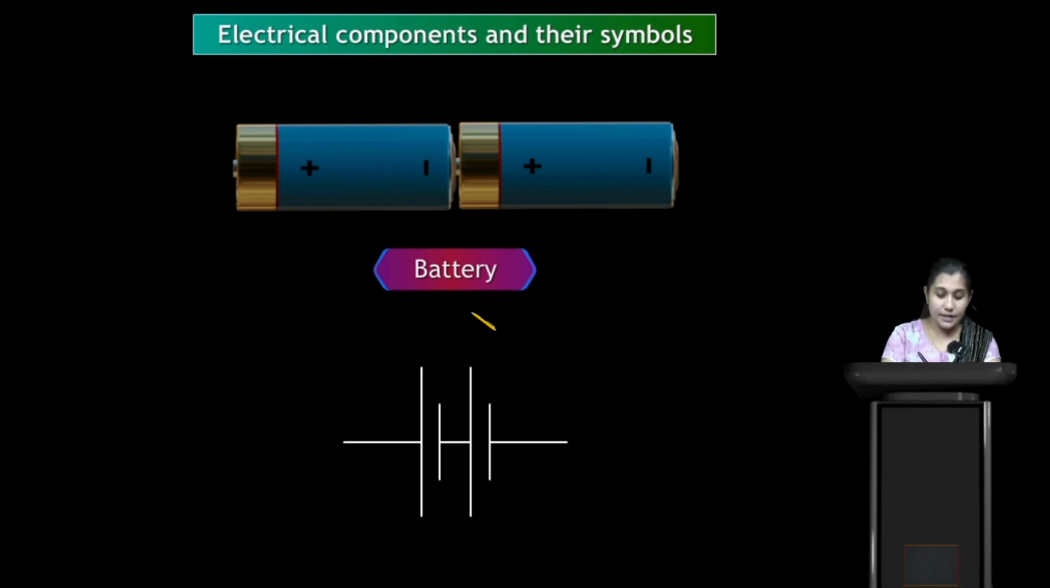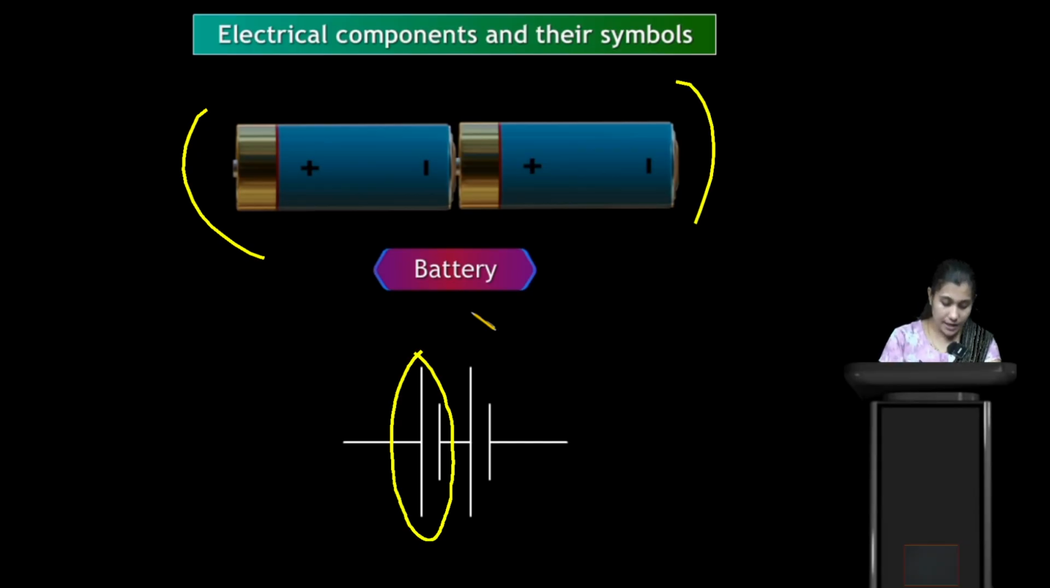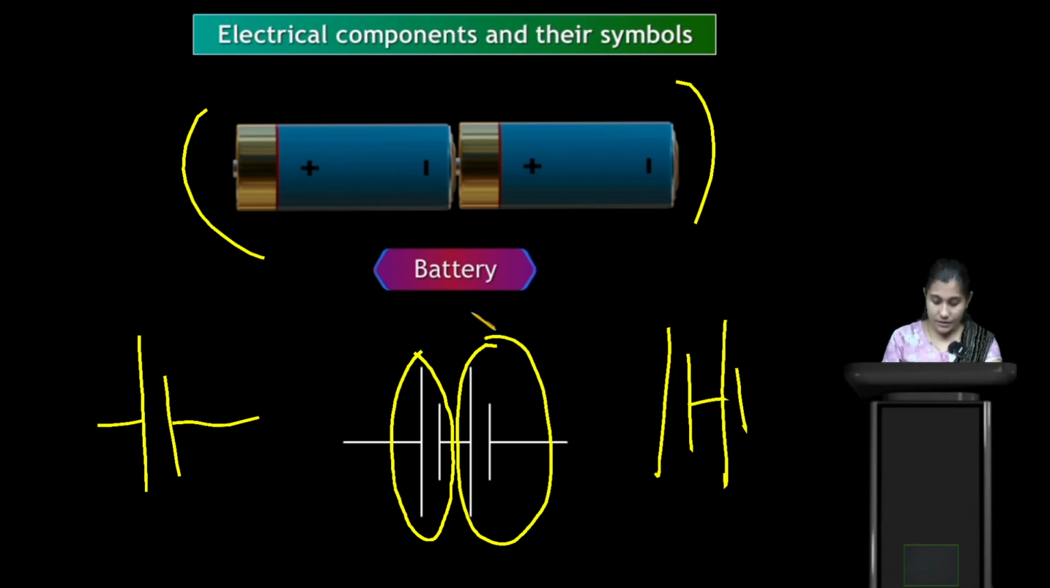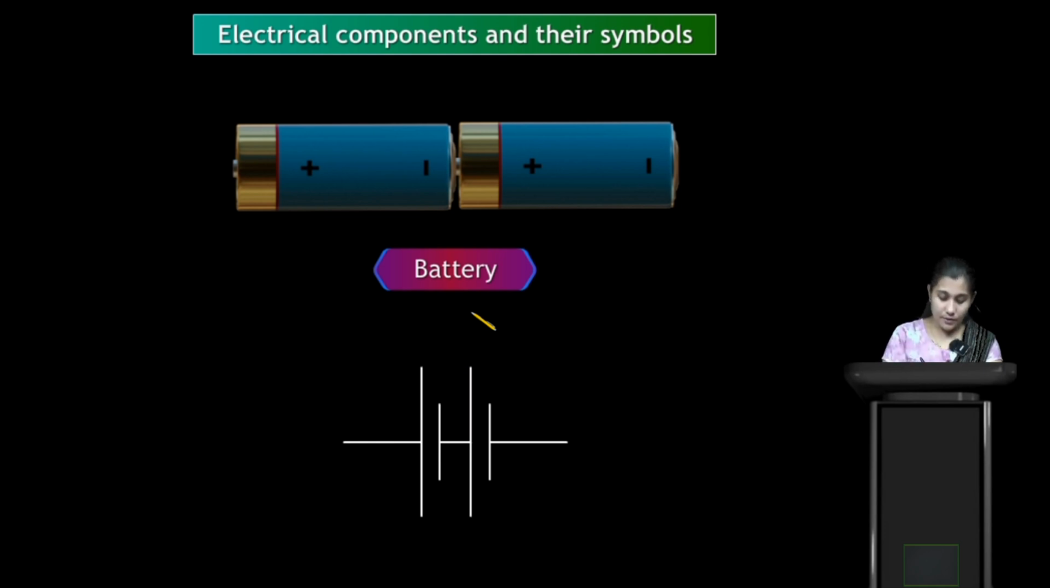See, here we can see two electric cells, isn't it? Here is one electric cell and this one is the other electric cell. A single electric cell we denote like this, and here is the double electric cell, which we denote like this. Why do we denote it like this? See, here this one is the positive terminal.